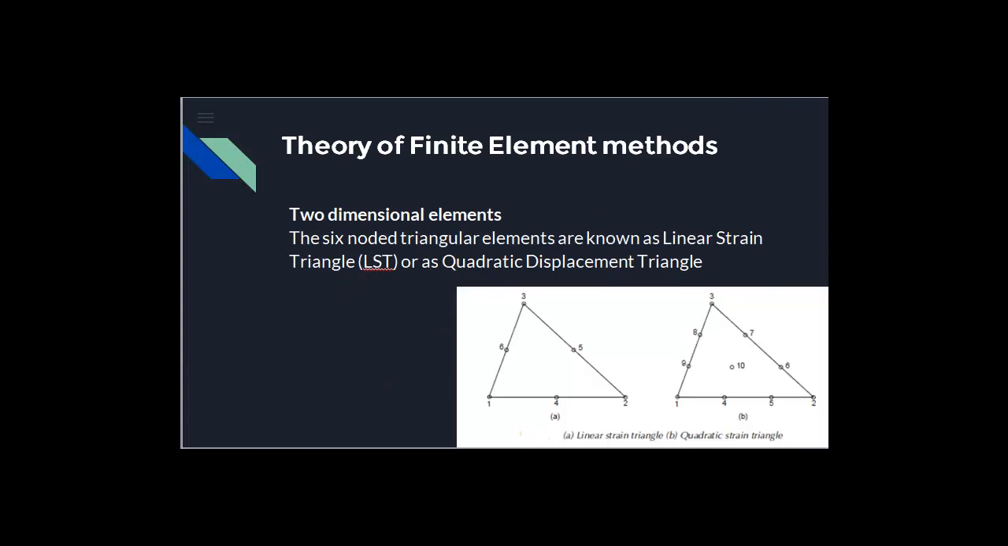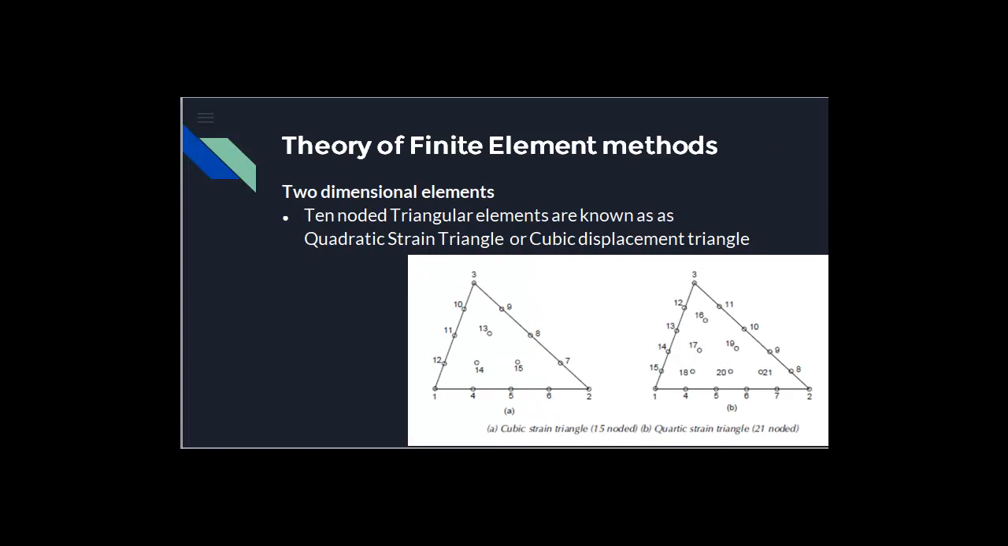The 6-noded triangular element, or linear strain triangle with 6 nodes, is shown in this figure. On the right hand side, we can see the quadratic strain triangle with 10 nodes. Similar to 6-noded triangular elements, 10-noded triangular elements are also widely used in finite element analysis, which is also known as quadratic strain triangle or cubic displacement triangle.